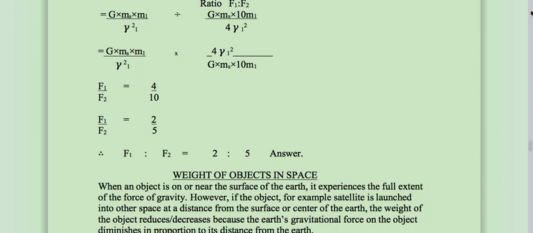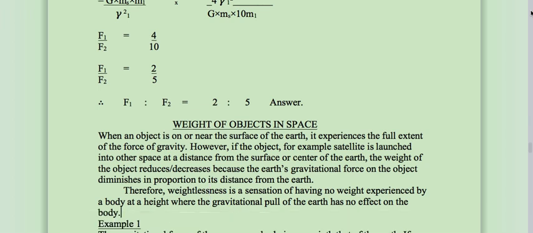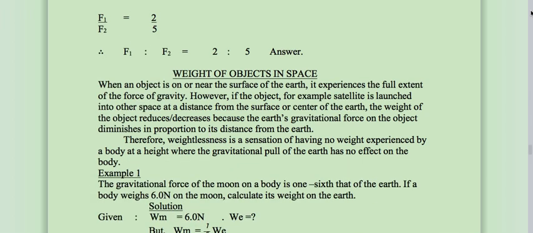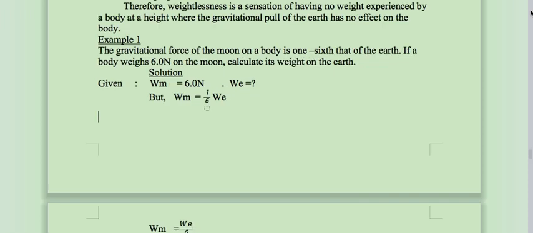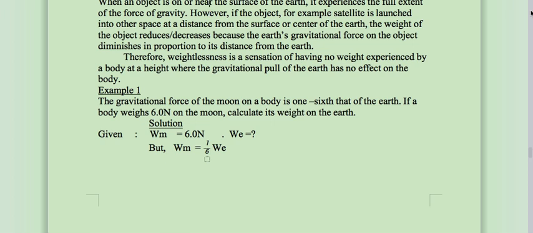Now, let's look at another idea concerning gravitational field: weight of an object in space. Remember when we started, we talked about the solar system. We said the solar system consists of the sun and the 9 planets. Now, assuming there is an object in space, when an object is on or near the surface of the earth, it experiences the full extent of the force of gravity.